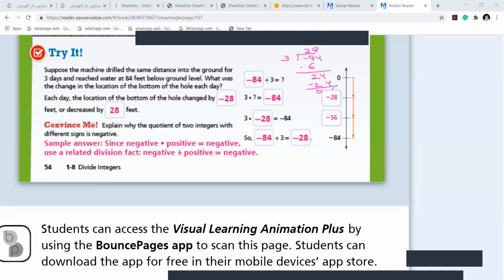Each time it is going down. First time it went -28. Then you have to add more -28. -28 plus -28, this is the second day, that is -56. Then third day, again they will add -28 to this, so you get -84 at last. Okay? Any confusion in this question? You need to show the division part.